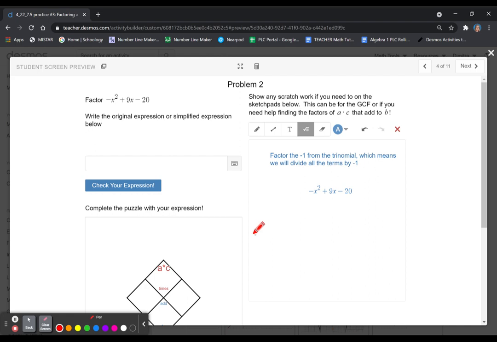When I divide everything by negative 1, I'm actually going to take out that negative 1, and whatever I get, I'm going to put inside of these parentheses. Negative x squared divided by negative 1 is x squared. 9x divided by negative 1 is negative 9x. And then negative 20 divided by negative 1 is positive 20.